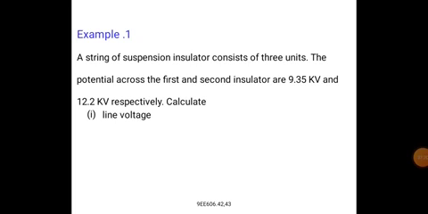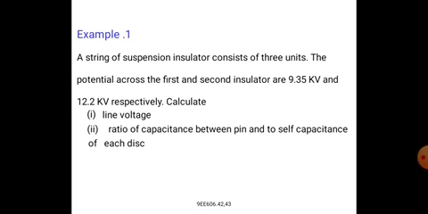So here are the different problems. The potential across the string of a suspension insulator consisting of 3 units, that is, the number of discs is 3. The potential across the first and second insulators are 9.35 kV and 12.2 kV respectively, and we calculate the line voltage and the ratio of capacitance between the pin and self capacitance.